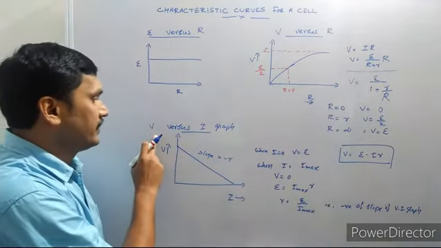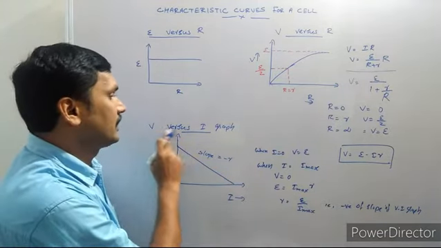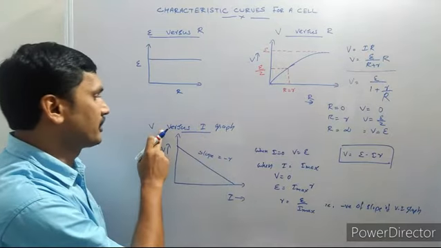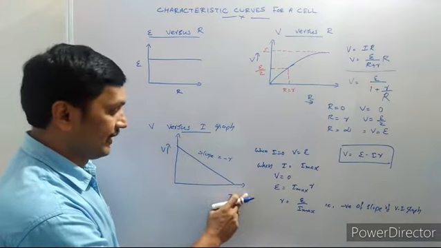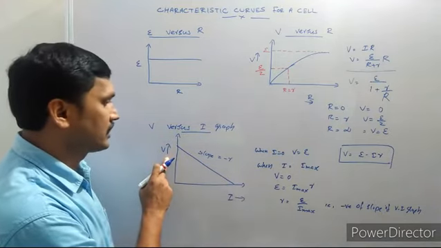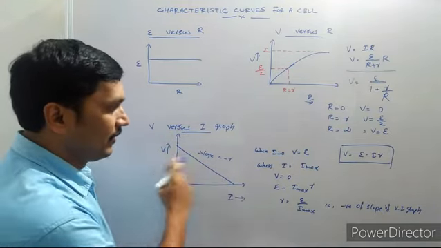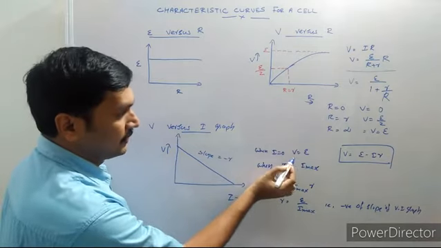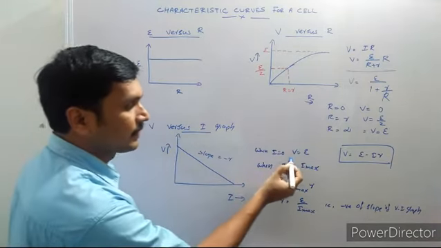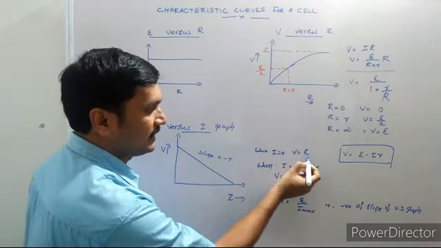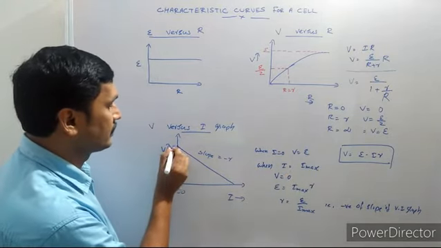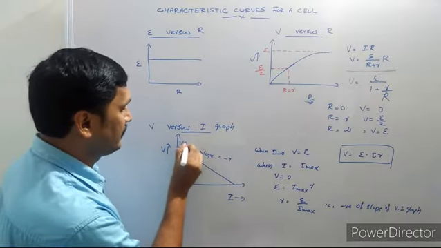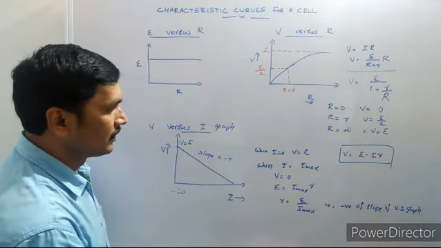Now the third graph is potential with the current, that is, the terminal potential versus current graph. So we are taking the current on the x-axis and terminal potential on the y-axis. When current is equal to 0, we know that no current is drawn from the cell, and the terminal potential difference and EMF are the same. That is, when I is equal to 0, V is equal to E at this point.